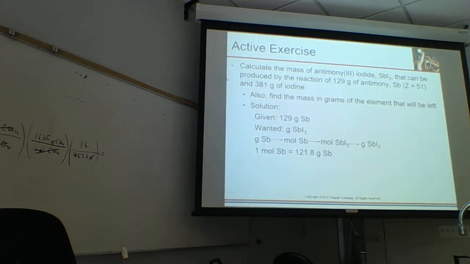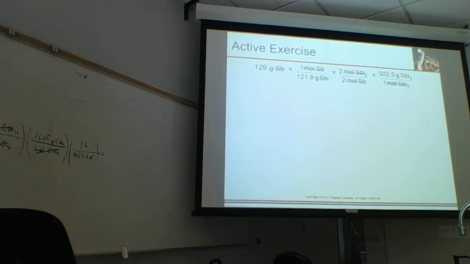We need the molar mass. This one we get off the periodic table, the antimony. We need the balanced chemical equation. We also need the molar mass of SbI3. Here's the balanced chemical equation: 2 Sb plus 3 I2 yields 2 SbI3. Here's the mole ratio. Here's the molar mass of SbI3.